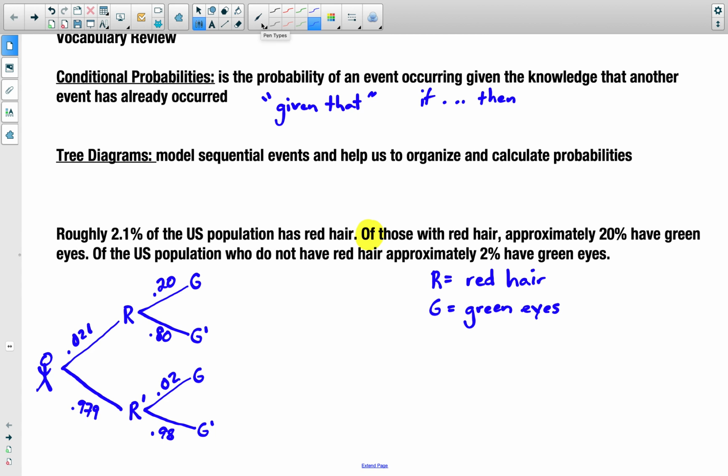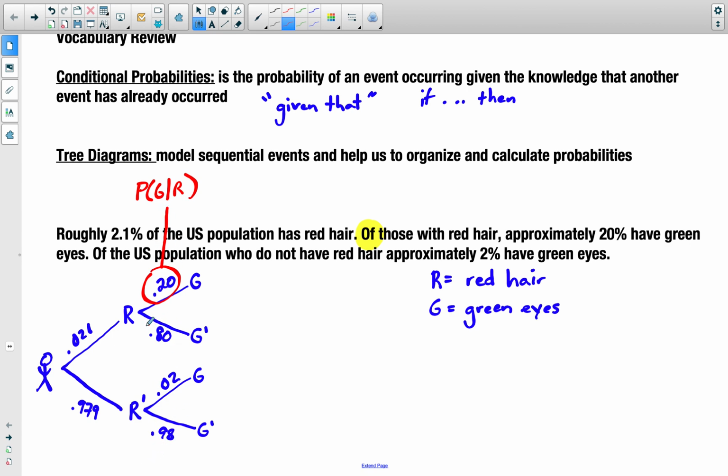Now, I have my first event, which is knowledge of having red hair or not, and then my secondary event, whether or not they have green eyes. This probability right here is a conditional probability. It's the probability that someone has green eyes given that they have red hair. That's 20%. So these are all conditional probabilities right here.